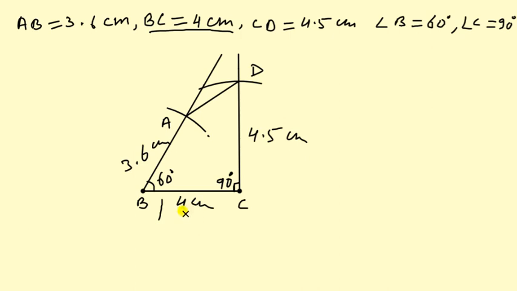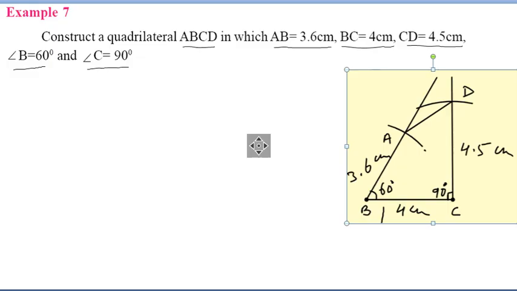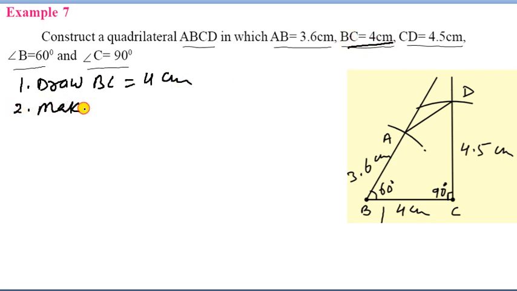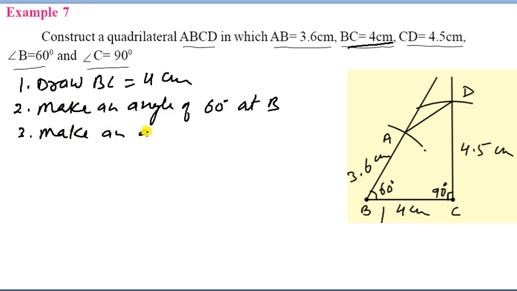So remove your scale and let us start to write your steps of construction. Now write the steps of construction. So first of all, draw BC is equal to 4 centimeter. This one BC. Now second, make an angle of 60 degree at B. Third, make an angle of 90 degree at C by protractor.